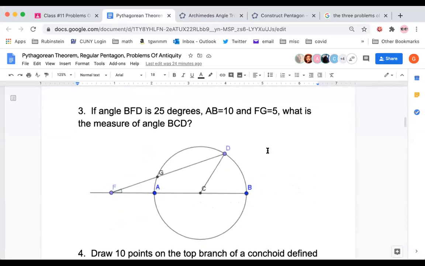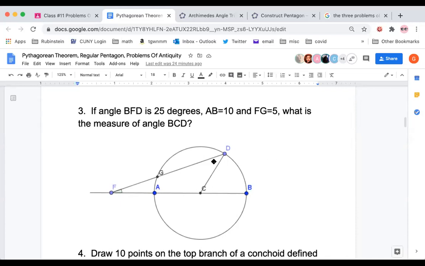Look at question 3. If angle BFD is 25 degrees and AB equals 10 and FG equals 5, what's the measure of angle BCD? So you just want us to write the answers. We're not showing any work. Oh, no, there's no work to show on those. Okay, gotcha.